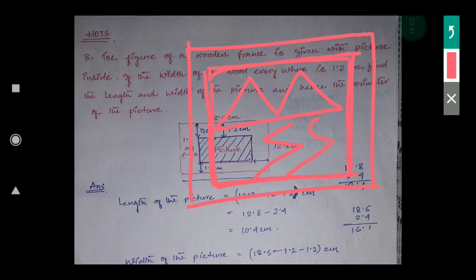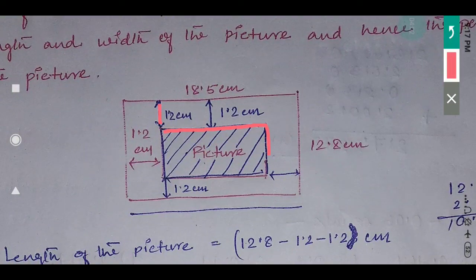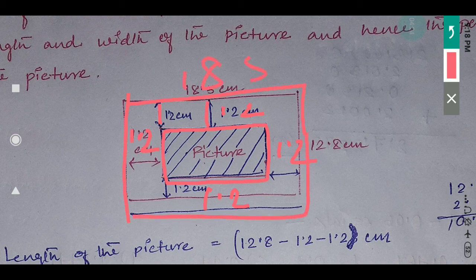So this frame width is given, this width is given as how much? See here, this width, if this is your frame, this one is how much? 1.2. So this one is 1.2. That means here also 1.2, here also 1.2, here also 1.2 centimeter. Okay, and the total frame length is given as 18.5 centimeter, and this one is also given as 12.8 centimeter.